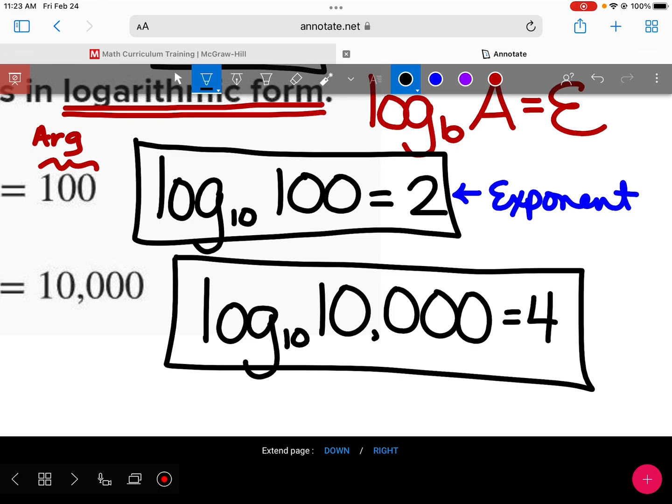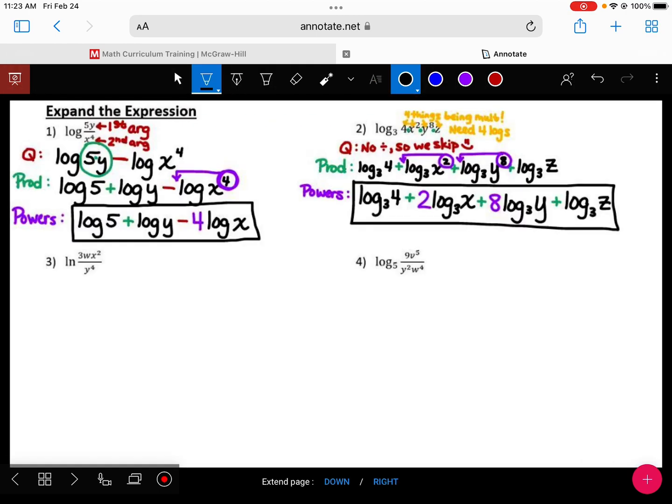Please pull out your 8-2 notes. Those are the ones that we started on yesterday. We were working on how to expand when we got to the end of class yesterday. We got through numbers 1 and 2. We did not have numbers 3 and 4 done.